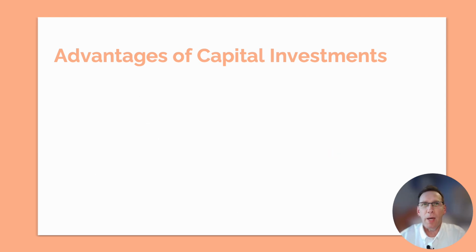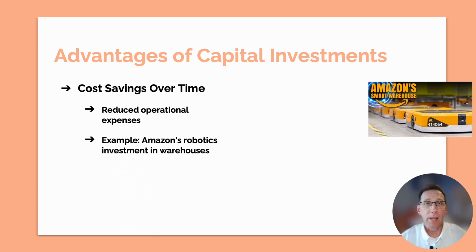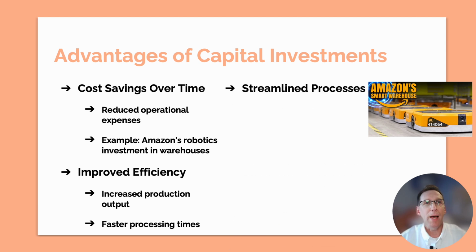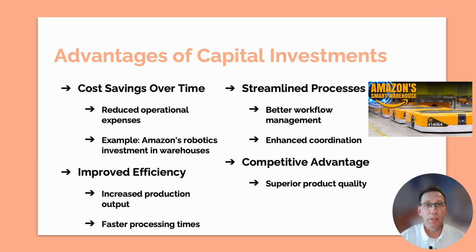Now, some advantages to capital investments. There's cost savings over time because you reduce your operational expenses. As an example, in the Amazon warehouses, they use robotics. They invested in robotics to improve efficiency and so increase the production output as well as having faster processing times. It also allows you a streamlined process, like better workflow management and enhanced coordination. And of course, it can create a competitive advantage because you get superior product quality and there's market differentiation.